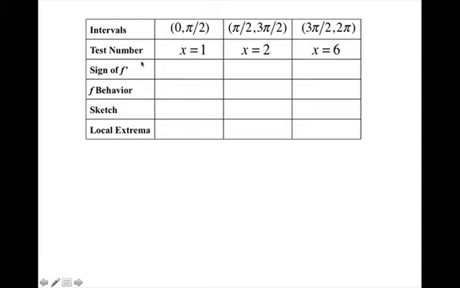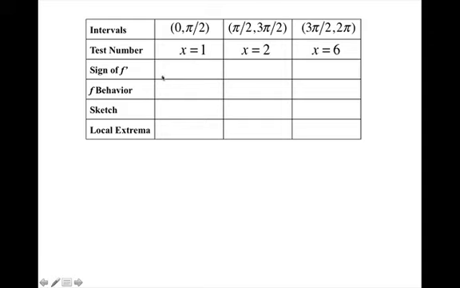So now I'm going to set up a table, just like I did with the increasing-decreasing test, but I have an extra row here to tell me whether or not I have a min or a max. So my intervals are going to go from 0 to pi over 2, pi over 2 to 3 pi over 2, 3 pi over 2 to 2 pi. Now I'm going to pick a test number in each one of these intervals. So I'm going to choose x equals 1, 2, and 6. I'm going to go ahead and plug in each one of these values into my first derivative.